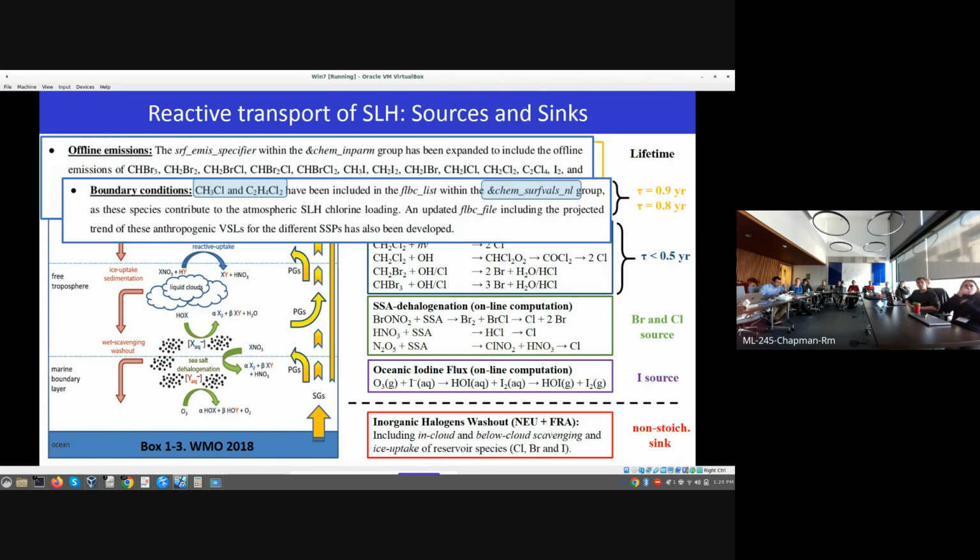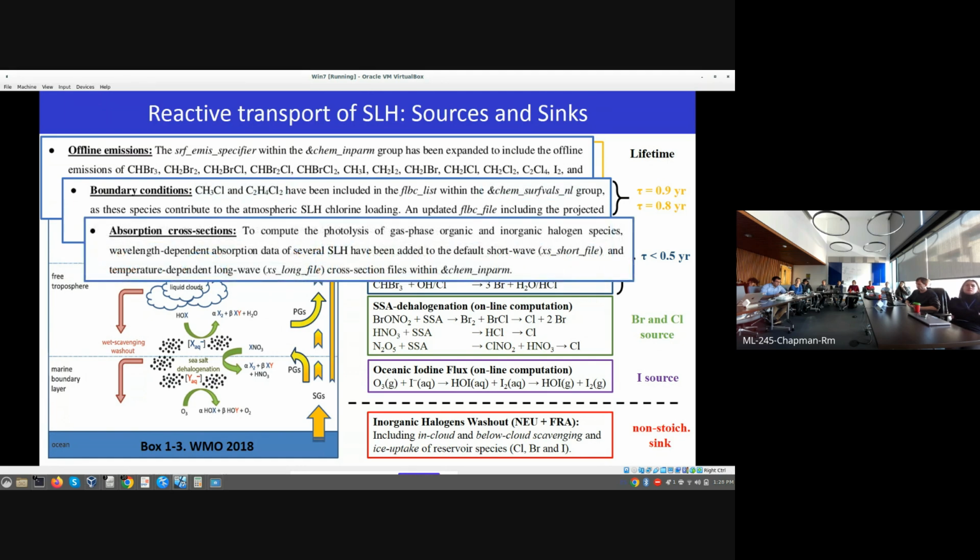There are also some changes to the boundary conditions of some of these short-lived halocarbons for which we don't yet have emissions inventories to include. There are also some updates in the absorption cross-sections. Atkinson was the person leading all this and how to implement it using the lookup table approach.